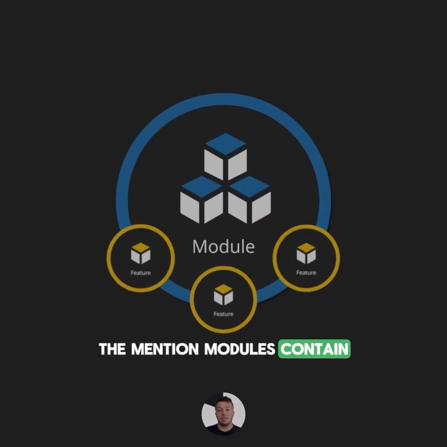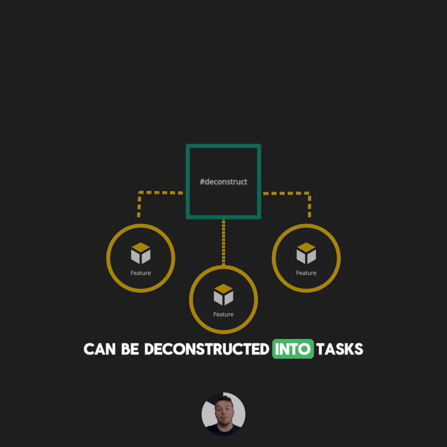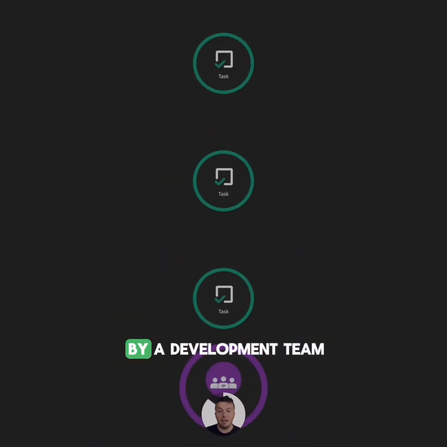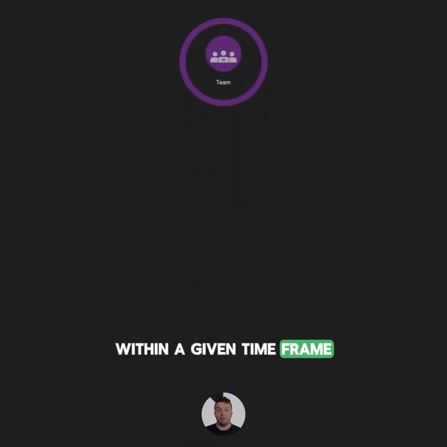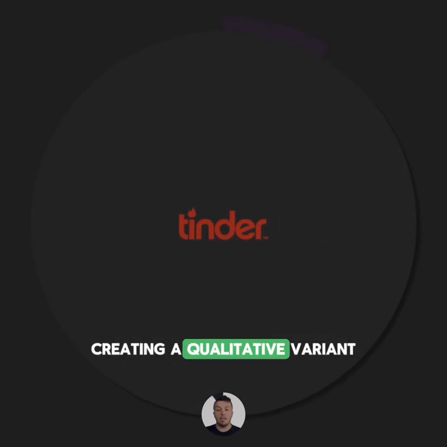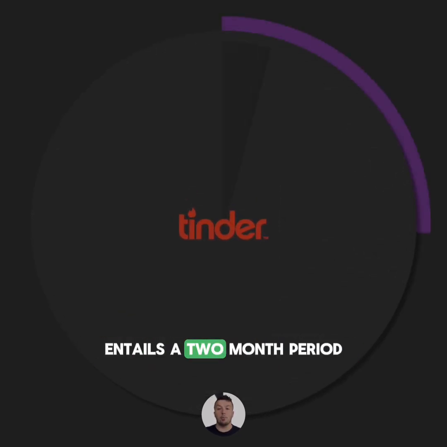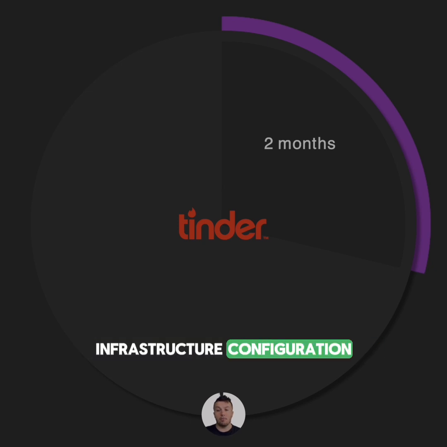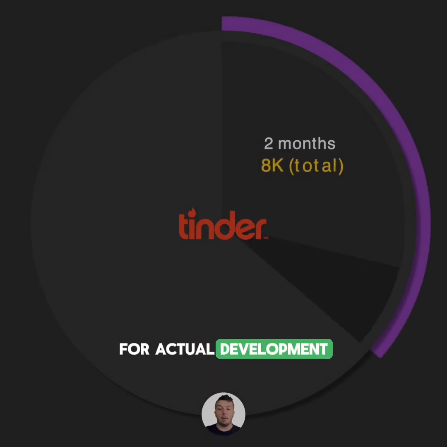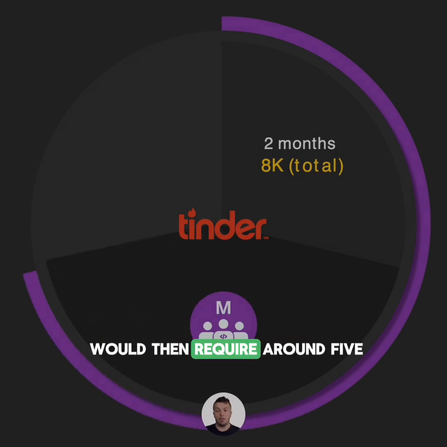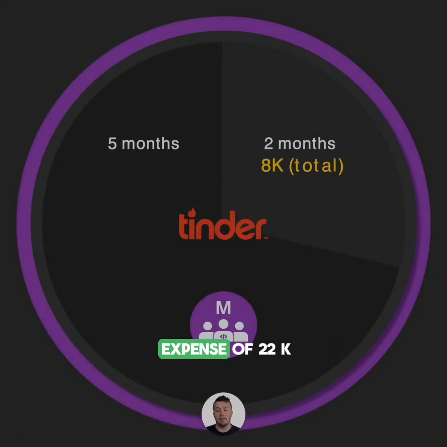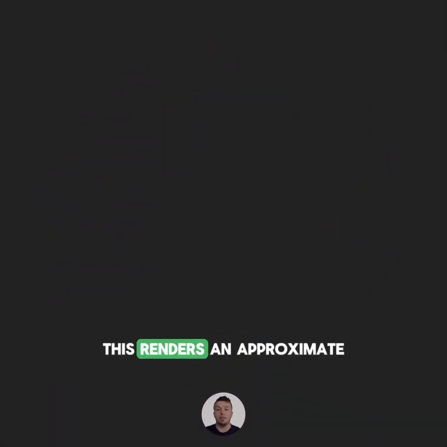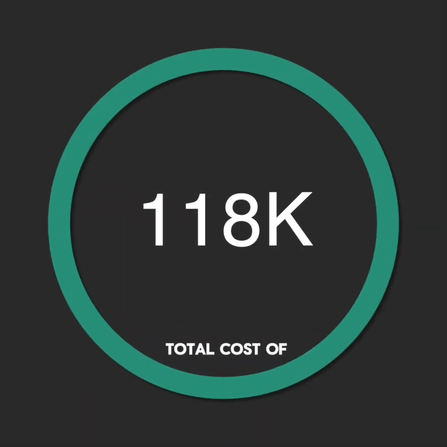The mentioned modules contain features that can be deconstructed into tasks, which are then implemented by a development team within a given time frame. Creating a qualitative variant of Tinder entails a 2-month period dedicated to requirement engineering, architecture, and infrastructure configuration with a cost of around $8,000. For actual development, a medium-sized team would then require around 5 months at a monthly expense of $22,000. This renders an approximate total cost of $118,000 for the concept.